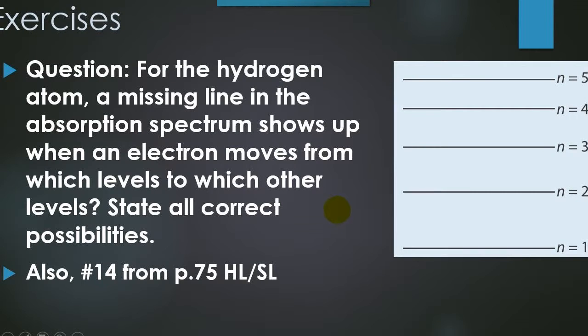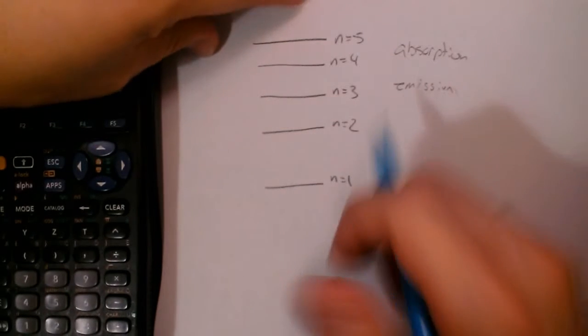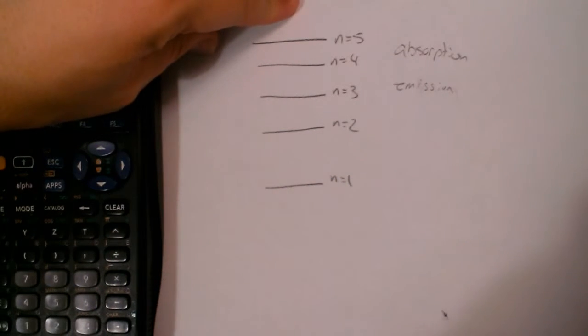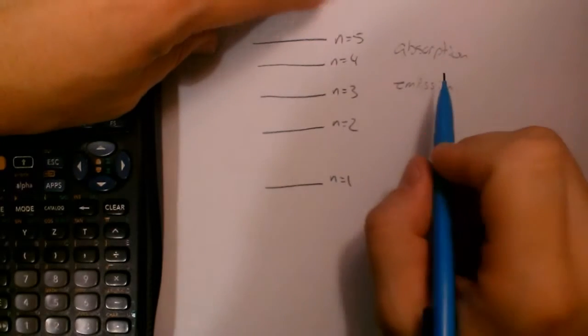Now we're going to do a question for the hydrogen atom, and we're also going to do a question similar to number 14 from page 75 of your book. The first question we're going to look at says, for a hydrogen atom, a missing line in the absorption spectrum shows up when an electron moves from which levels to which other levels. State all possible correct answers.